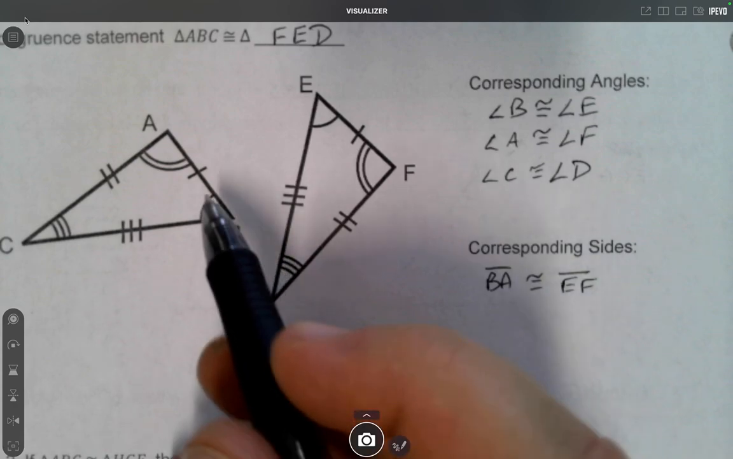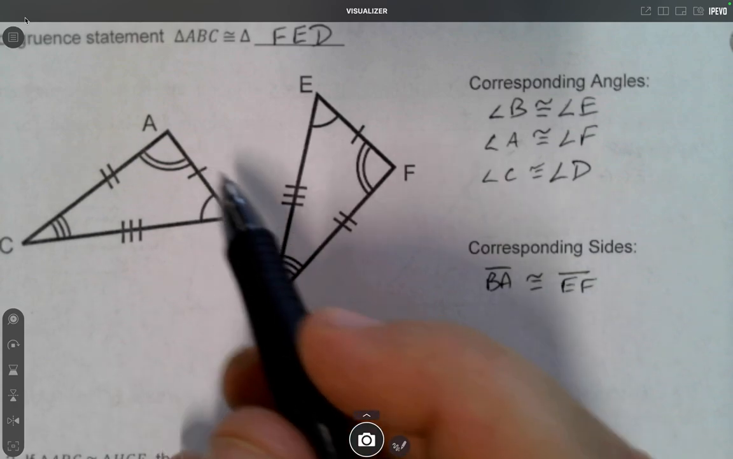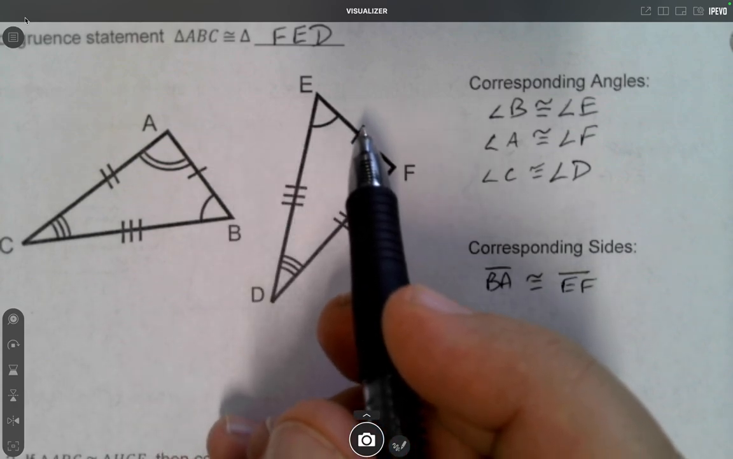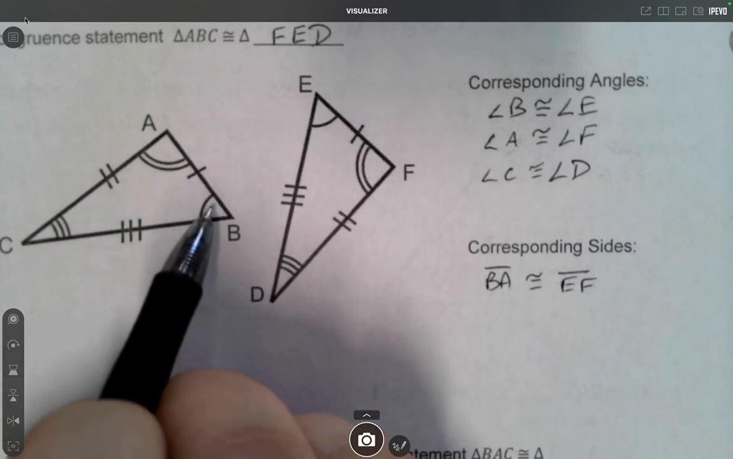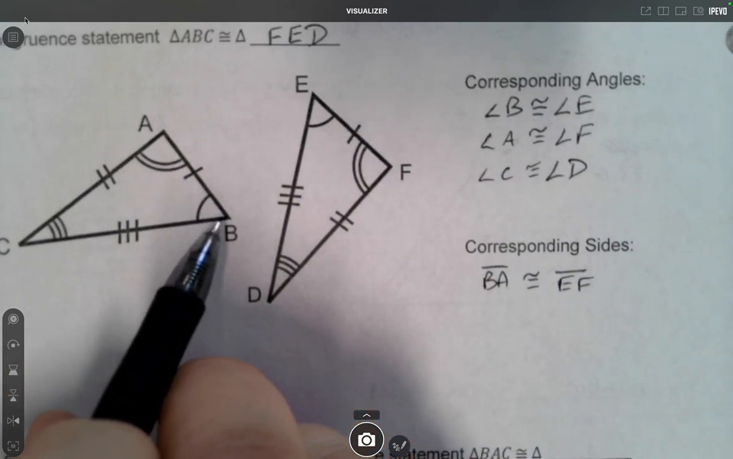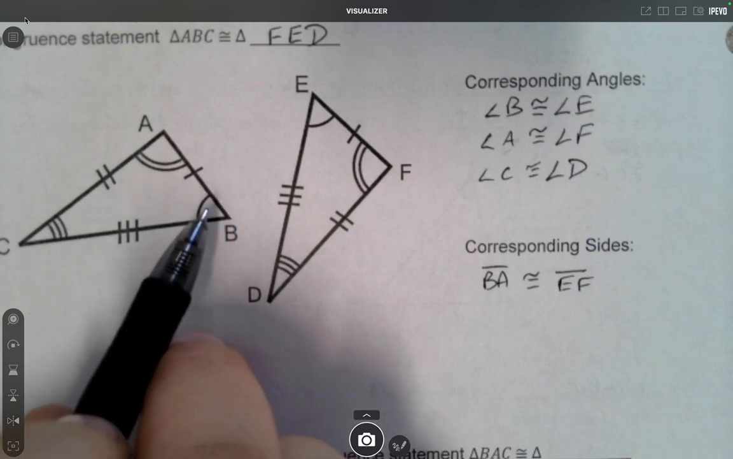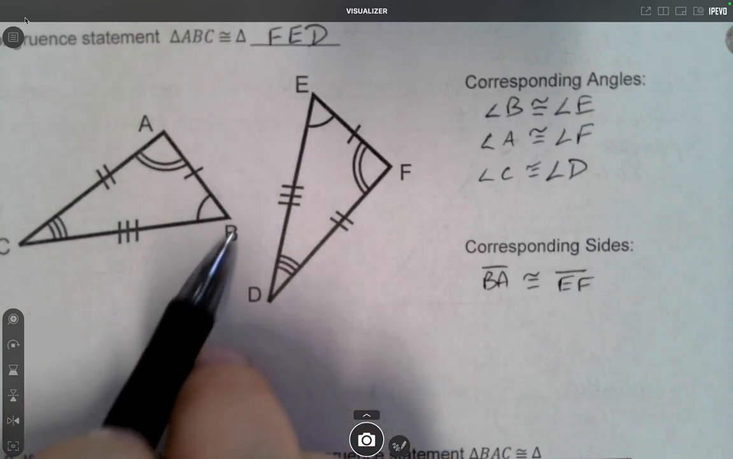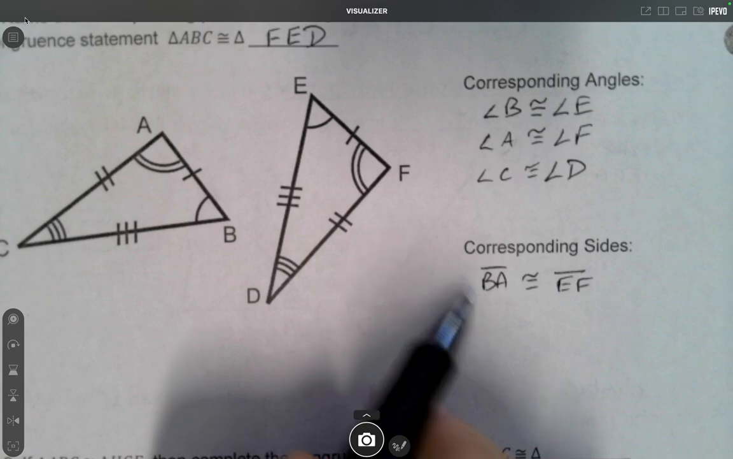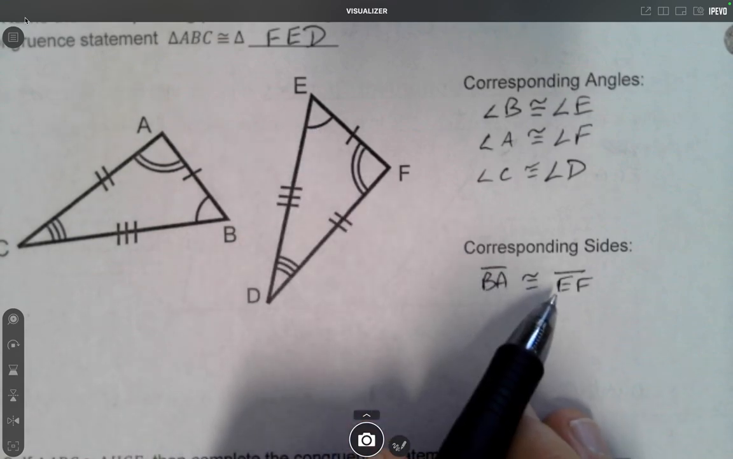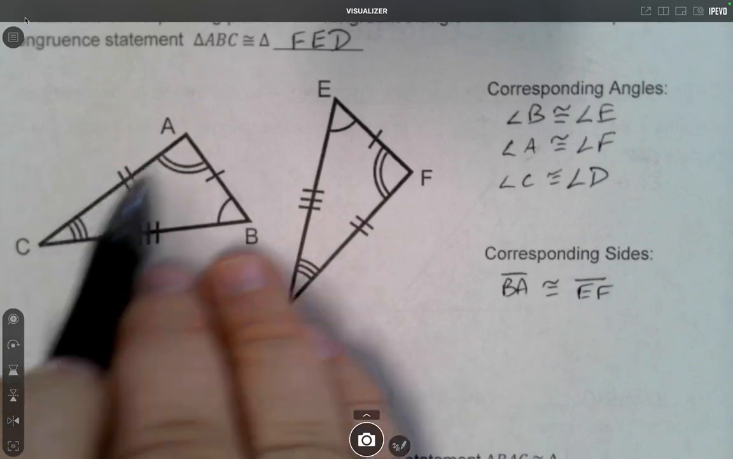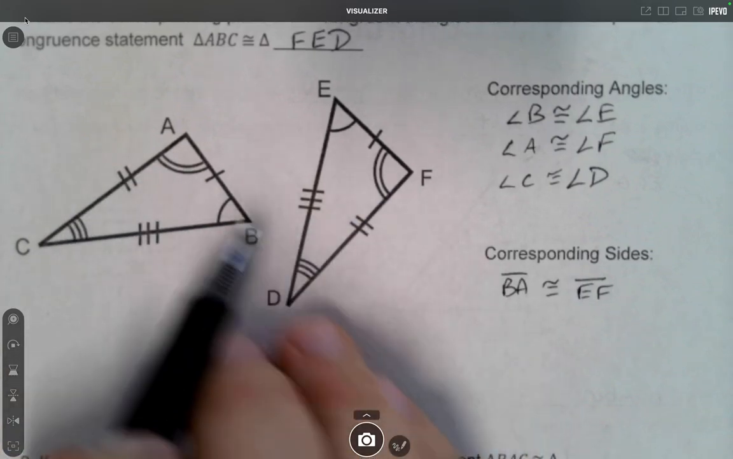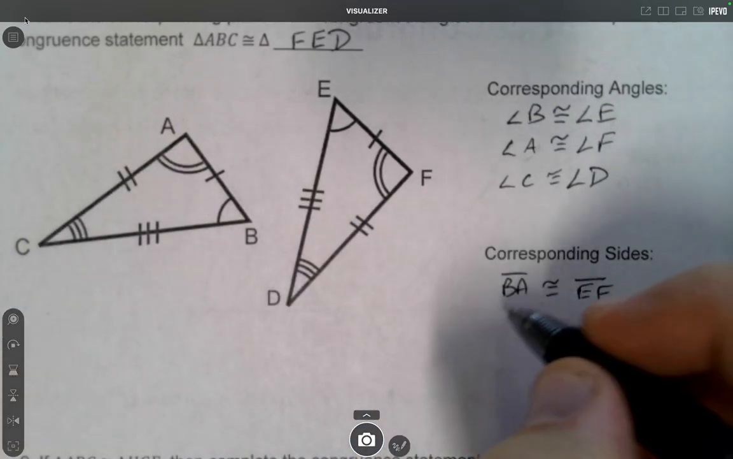Oh, and I'm being silly. I can also just look at the sides based on their tick marks. So I just named the ones that have the single tick mark. But one benefit of looking at the angle arcs, you do have to make sure you keep things in the right order, because B corresponds to E. So if I put B first in this side, I have to put E first in this side. Now I can look at the ones with two tick marks. I've got this one here, AC.